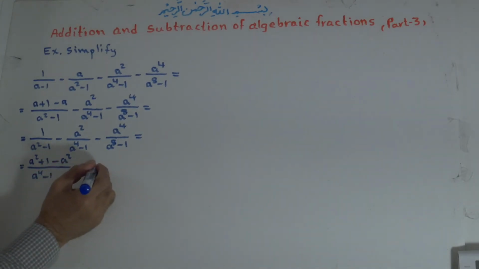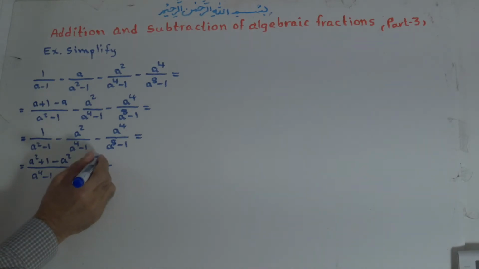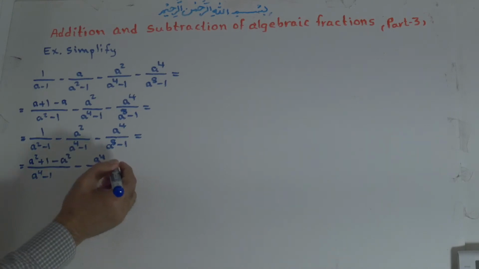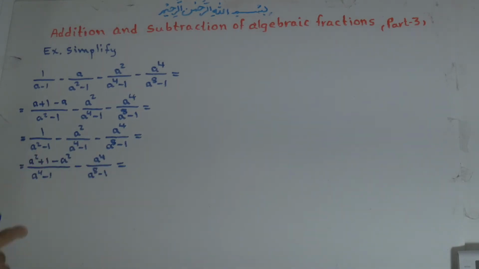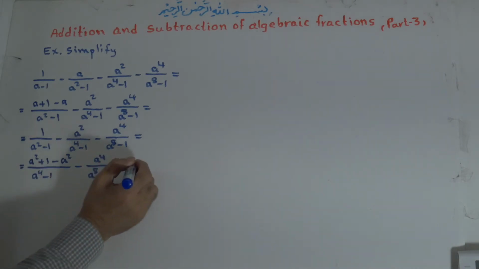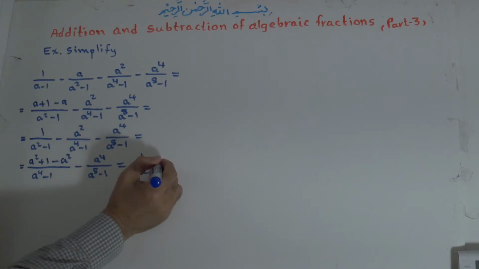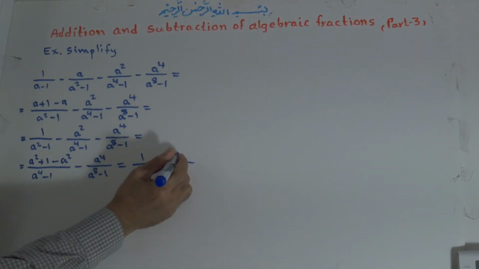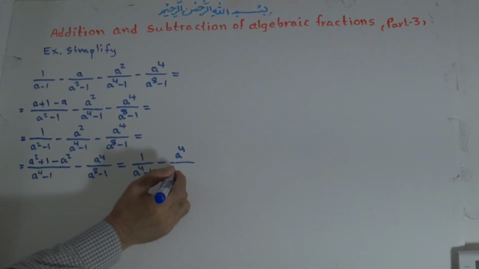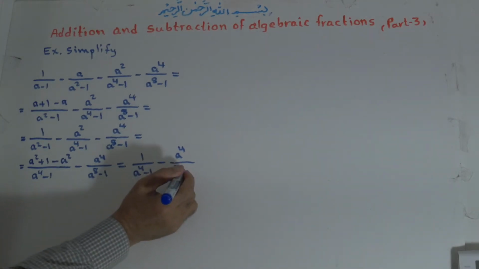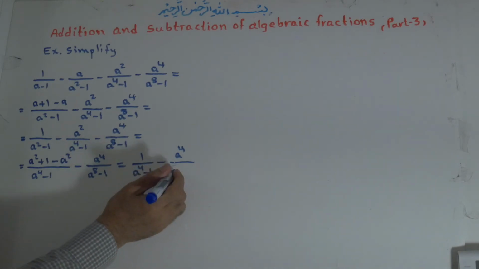Minus a to the power of 4 over a to the power of 8 minus 1, and this is equal to a to the power of 2 will cancel with the negative a to the power of 2, here remaining only positive 1 over a to the power of 4 minus 1, minus a to the power of 4 over a to the power of 8 minus 1.